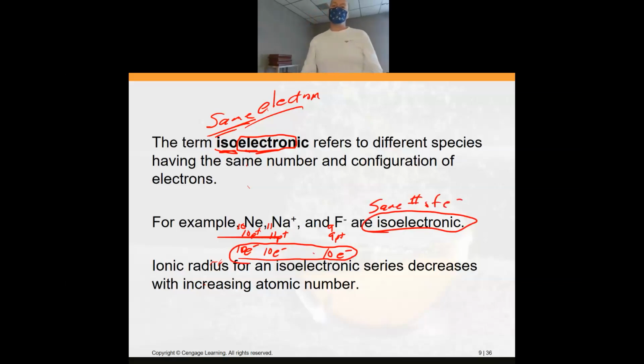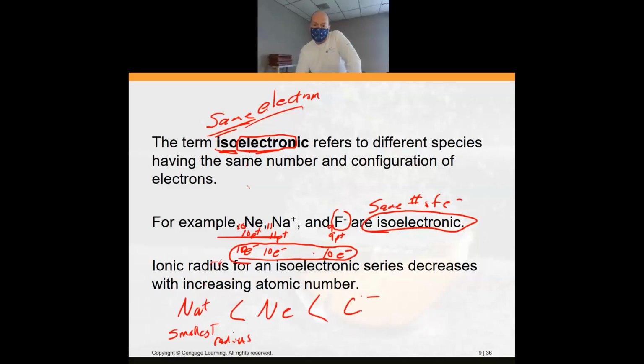All right, so all isoelectronic means is same number of electrons. Again, the more negative is the larger, and the more positive is the smaller. So increasing size, you've got your Na plus, which is the smallest radius, because the more positive is going to be the smallest. Then you've got your neutral neon, and then negatives are the largest radius. So more negative is the larger radius.